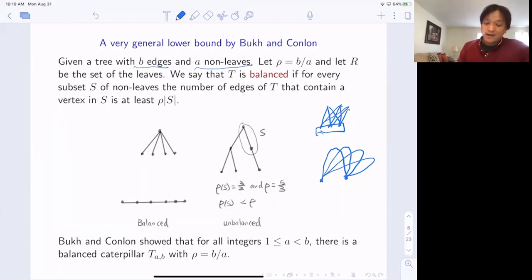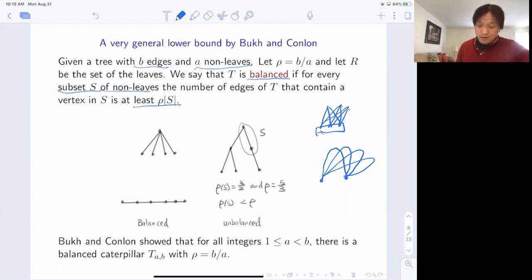And now I'm going to say T is balanced if for every possible subset of non-leaves, when I delete them, the number of edges I lose per vertex is at least as large as rho. In other words, for every subset S of non-leaves, the number of edges in the tree T that contain a vertex in S is at least rho times the size of S. If this condition is met, then I'm going to say T is balanced.